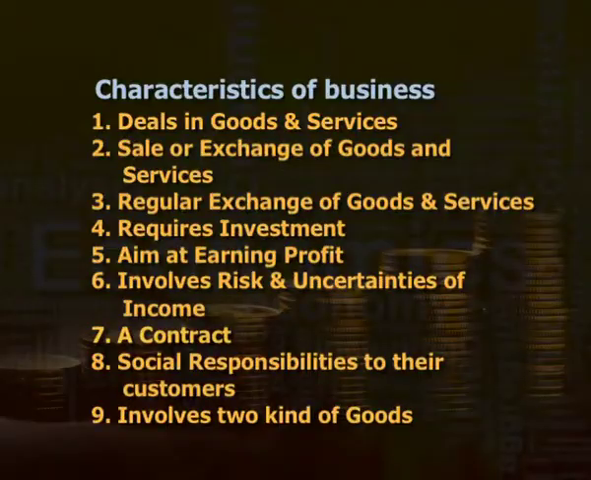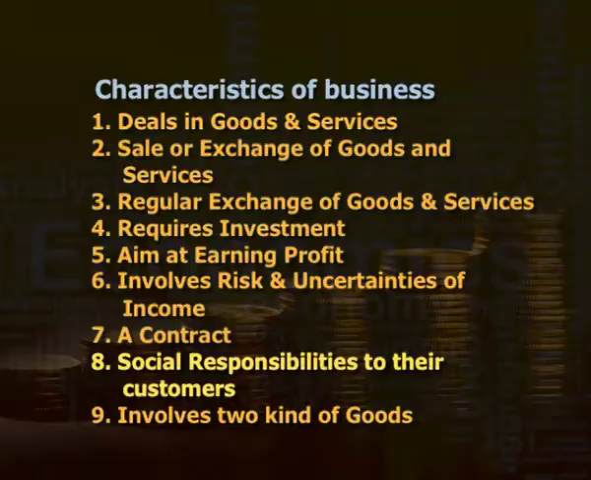But in spite of his best efforts, the reward he gets is always uncertain. Seventh is a contract. Every business is a contract or an agreement between two parties, that is, a buyer and a seller. Eighth is social responsibilities to their customers. Every business has its social responsibility to their customers in modern scenario.